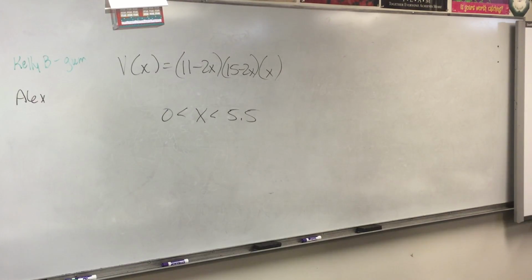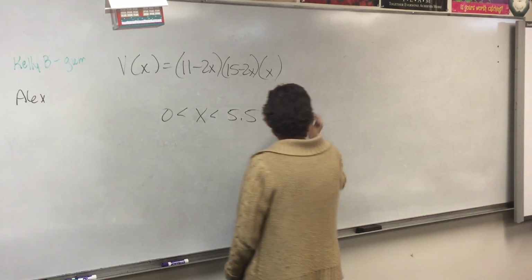Go back to my 10 by 20 paper. What's the domain if the paper is 10 by 20? 0 less than x less than 5. Right? It's always 0, half the smallest dimension.